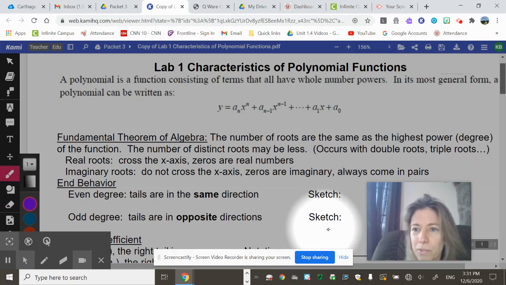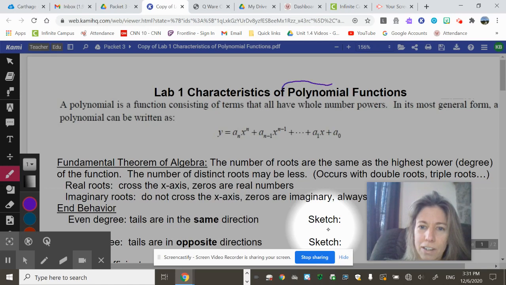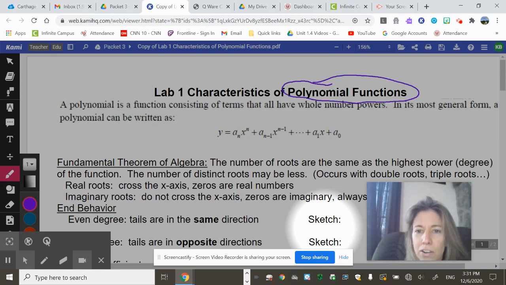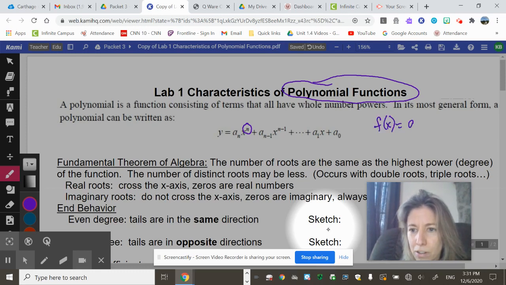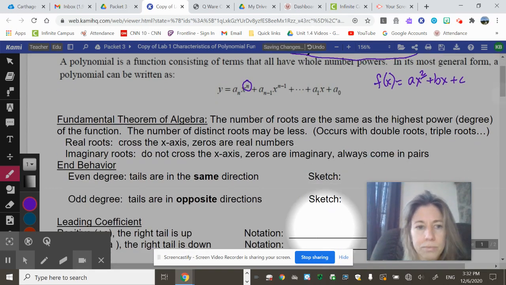So this is the first video of the third packet, and we're learning about polynomial functions. Basically, they're just functions, and the highest exponents will be bigger numbers than 2. For most of this year, we've been working with quadratic functions, which are an example of a polynomial function. For quadratics, the highest exponent is 2. Now we're going to work with more terms, and the exponents can be higher than 2.